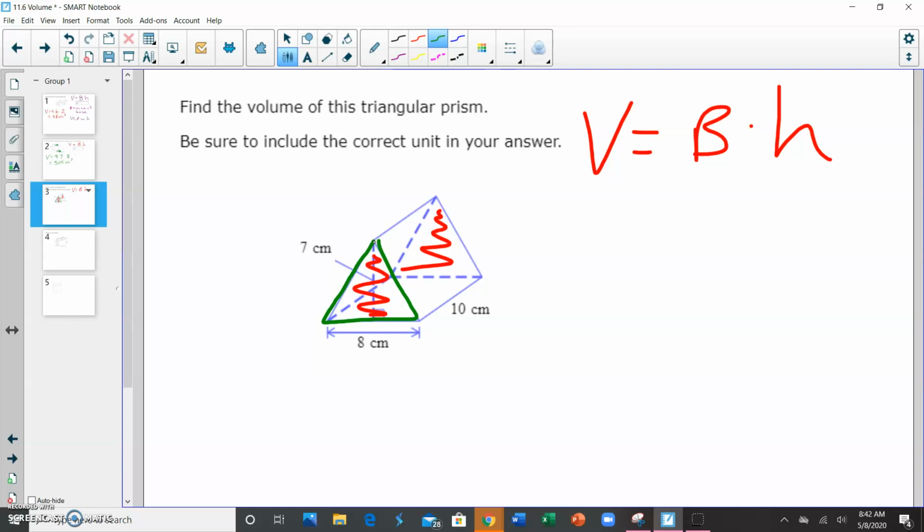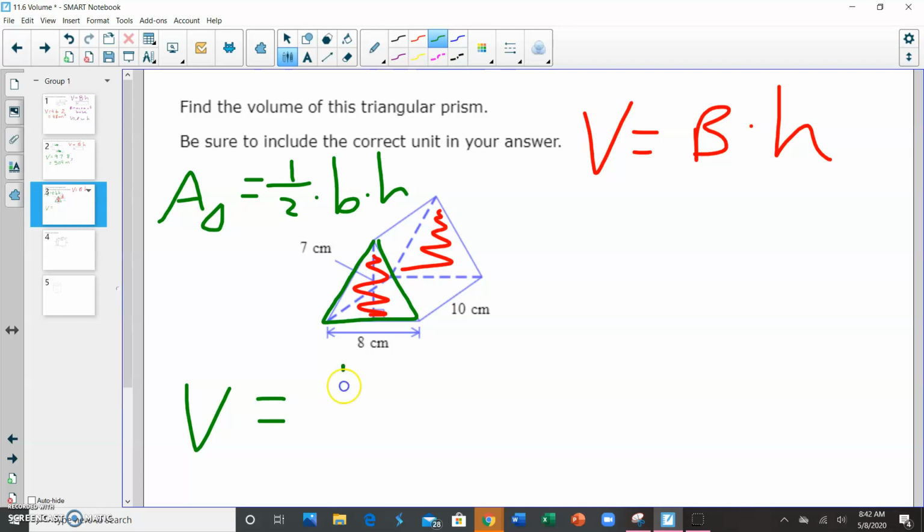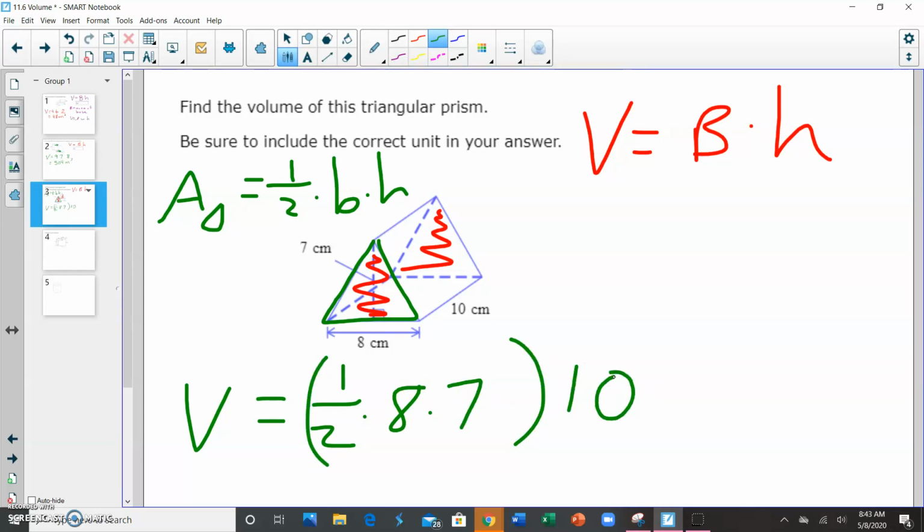All right, so then how do you find the volume? Well, for the volume of that triangle, what's the area of a triangle? The area of a triangle is 1/2 times little b times h. So there's a difference between big B and little b. It's going to be 1/2 times base, which is 8, times the height, which is 7, and then you're going to multiply that whole thing times 10.